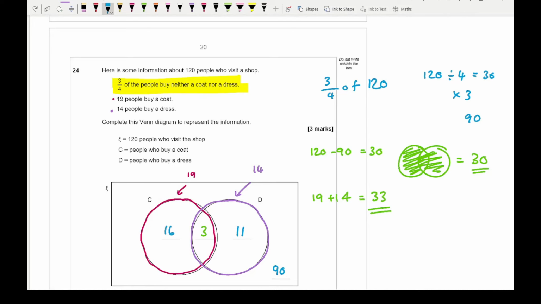So our completed Venn diagram should be this. And as it's worth 3 marks, we're generally speaking going to get a mark for every single one that we do. Although we've written 4 numbers, we'll probably lose a mark if there is one that's wrong.